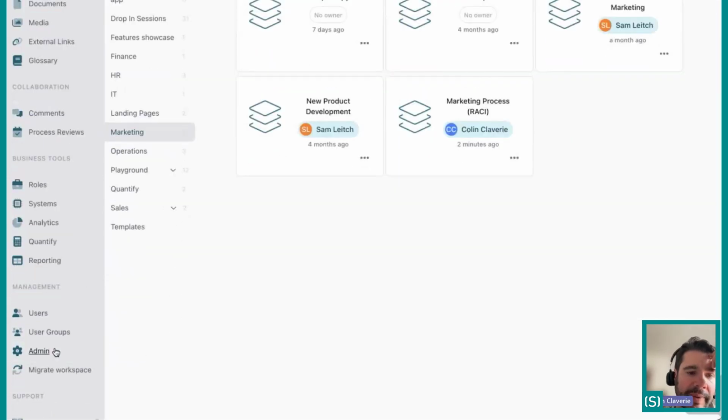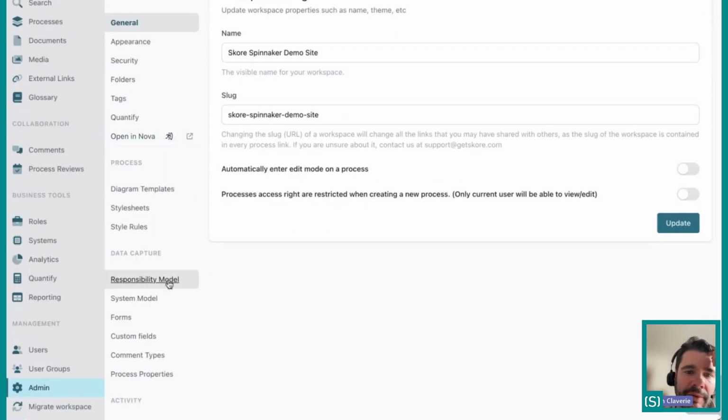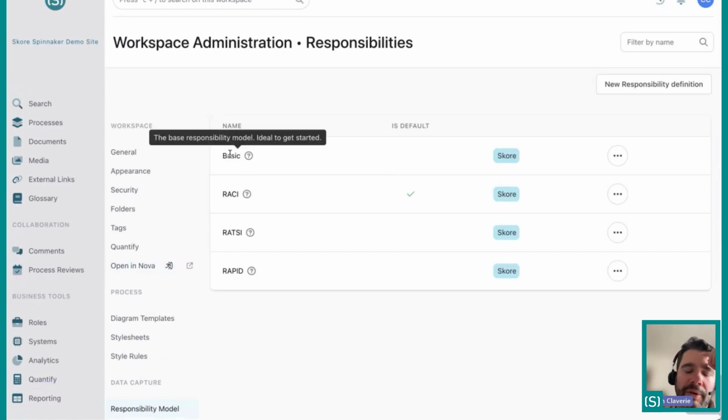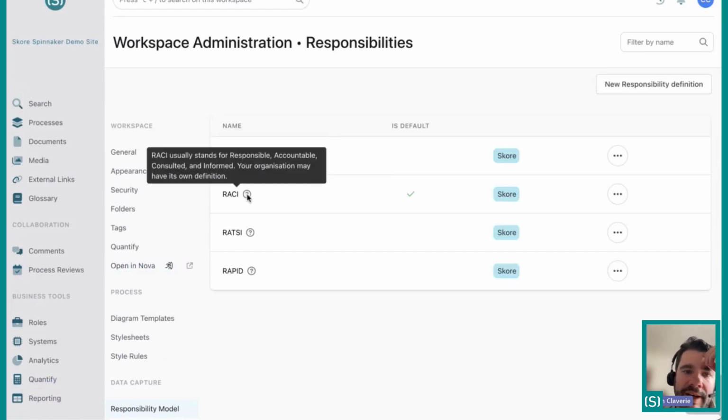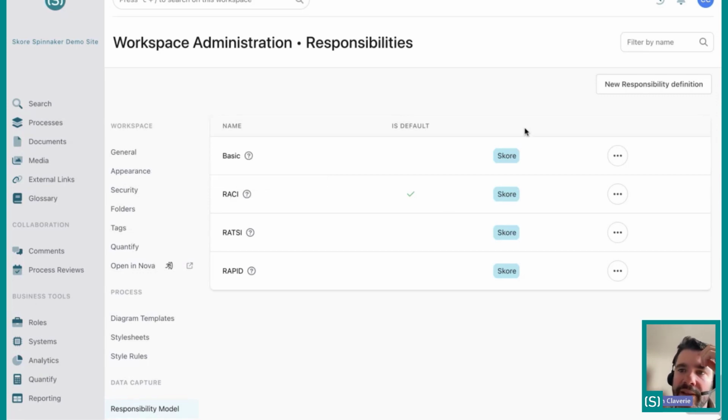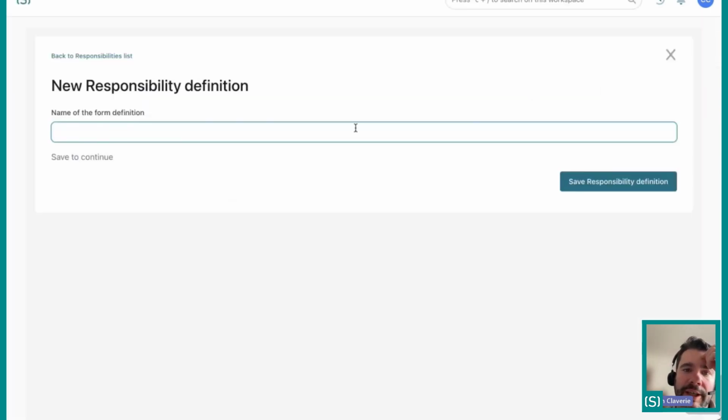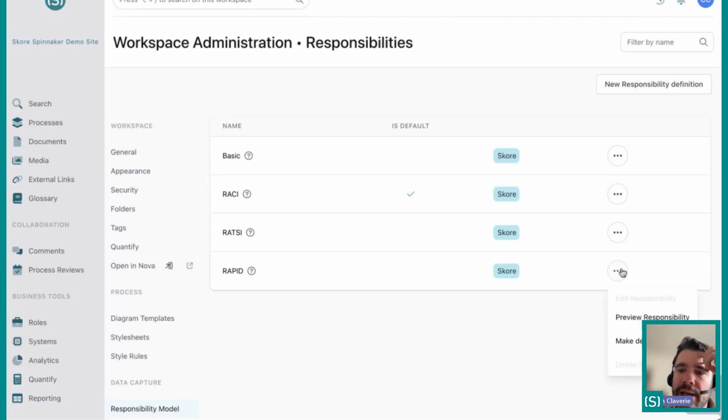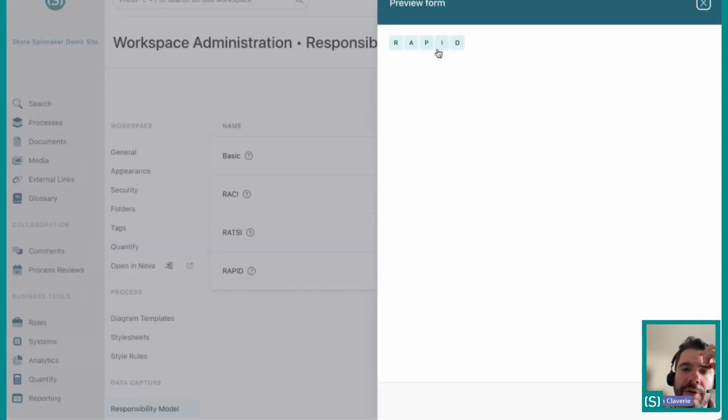I'm going into the admin space, responsibility model. So here, a couple of things. First, I can define which one I want as a default when a new process is created. So for me, it's RACI in this workspace. But you can also create a new responsibility definition. You can create your own definition to have your own letters if you're using another model than the three that are proposed out of the box. All right, that's for my little presentation.